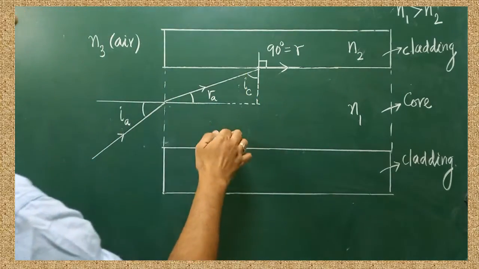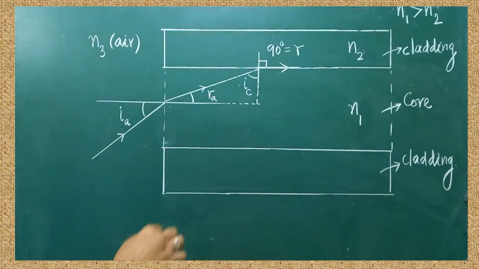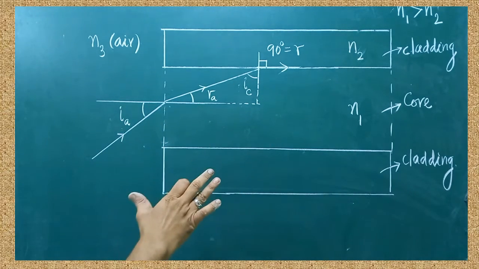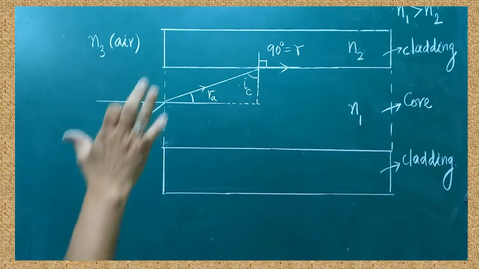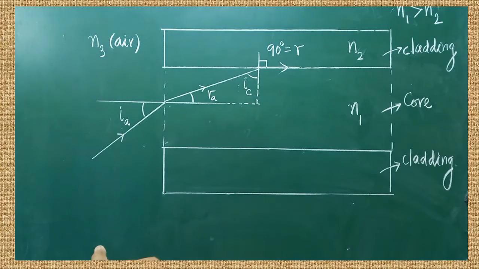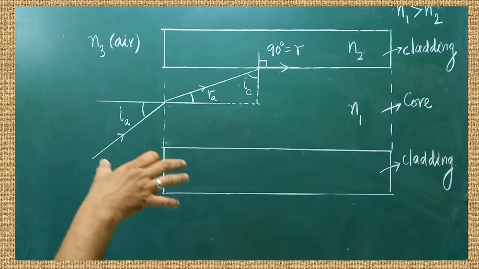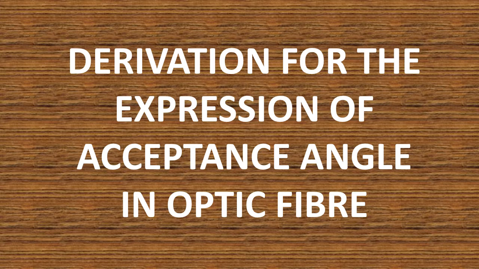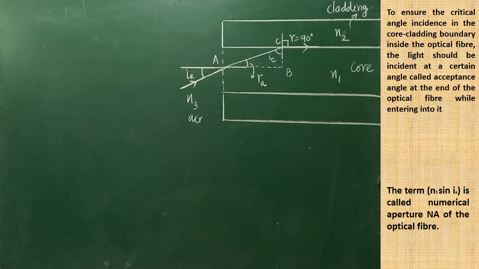From this triangle, we are able to analyze certain things. That's why they have given the triangle. So I have taught how to draw the ray diagram in the case of acceptance angle derivation. Later I am going to do the derivation. Any doubt on this? First you have to learn how to draw the ray diagram. Now we are going to start the derivation.